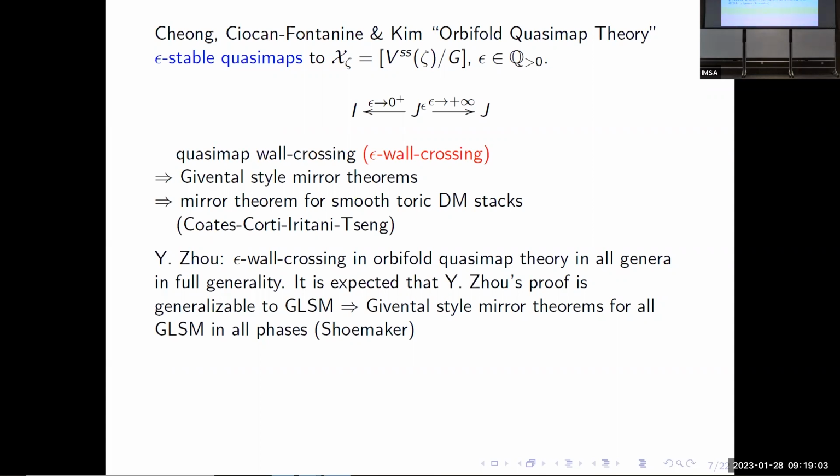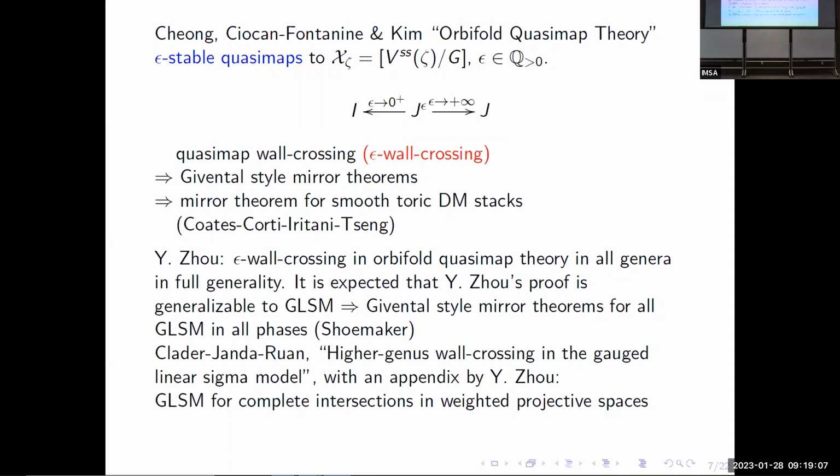And actually this is already proved for the GLSM associated to complete intersections in weighted projective spaces. So we will not worry about the epsilon wall crossing, because it is much more general, in all genera, and in genus 0 it will imply the mirror theorem in the form I is equal to J under mirror transform. So today we will focus on I functions and wall crossing, and we will focus on abelian GLSMs.